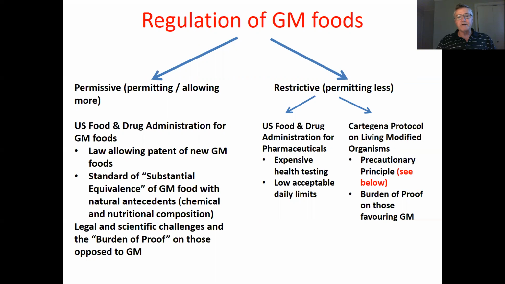banned. There's a much more restrictive approach for, say, pharmaceuticals in the United States. So there's a requirement there that any new pharmaceutical which is developed has to have extensive health testing and must be proven to be safe at very low levels of input. Similarly, a restrictive approach is the Cartagena Protocol on living modified organisms, which implements the precautionary principle, and the burden of proof must be on those that favor GM.